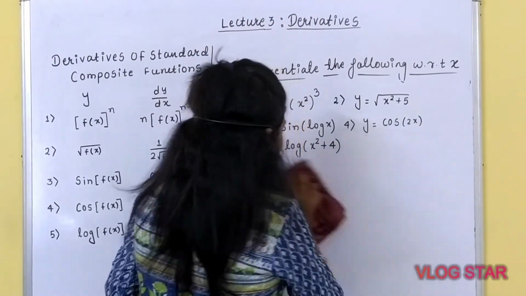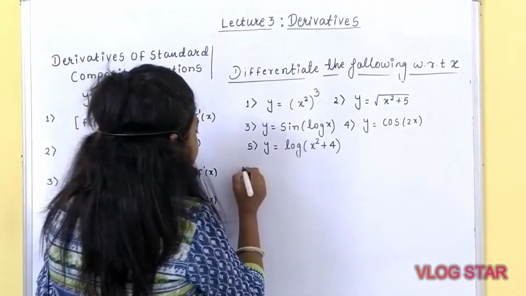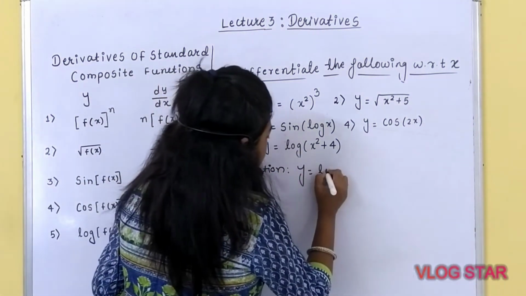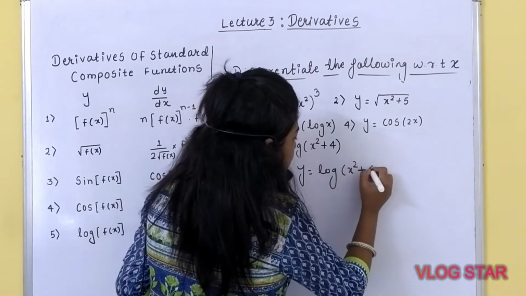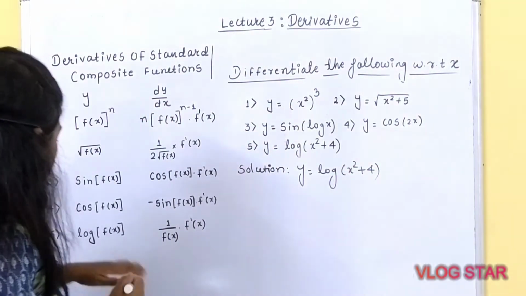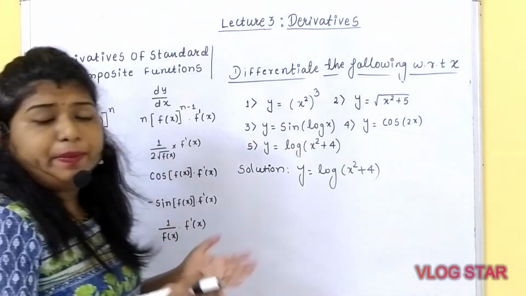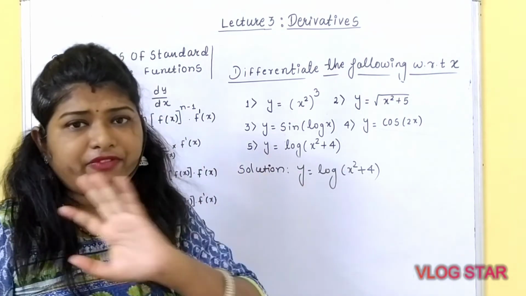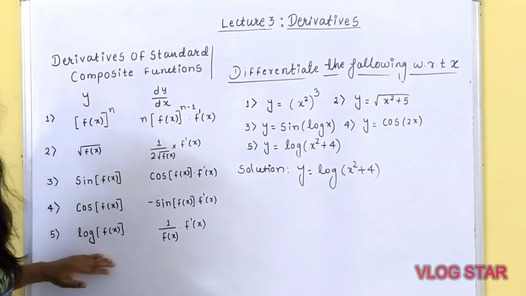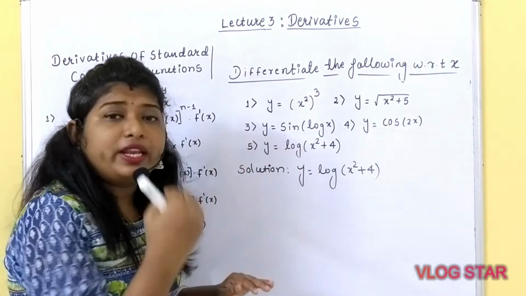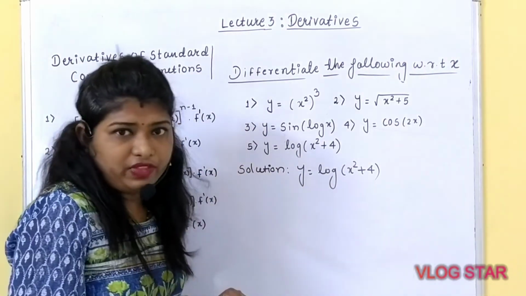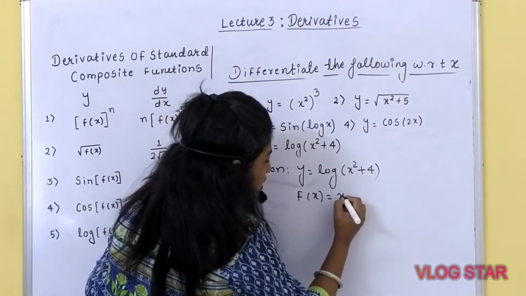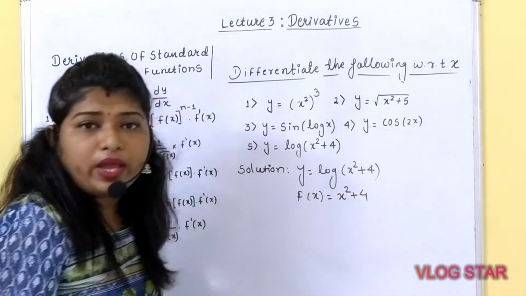Coming to the last solution, that is solution number 5. What is given? y is equal to log of x square plus 4. So as per the last result, the derivative of log of f of x is 1 upon f of x into the derivative of that function, that is f dash of x. So here first you need to find out what is f of x. The given f of x is x square plus 4.